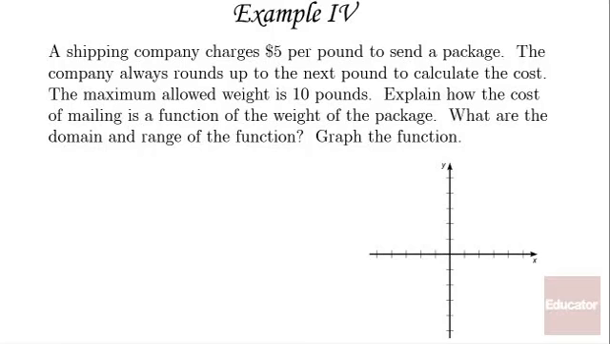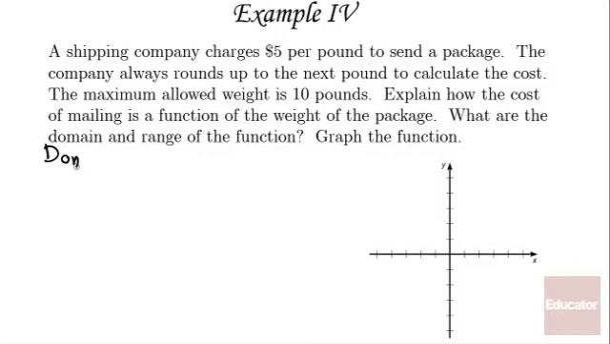In this example, a shipping company charges $5 per pound to send a package. The company always rounds up to the next pound to calculate the cost. The maximum allowed weight is 10 pounds. Explain how the cost of mailing is a function of the weight of the package. What are the domain and range of the function? Graph the function. Okay, let's start out by talking about the domain and range.